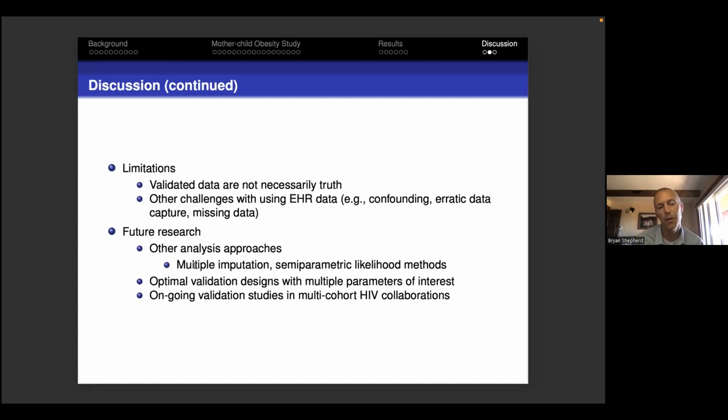There's definitely a lot of room for future research, which we're excited about. There are other analysis approaches. It would have been fun to see what we would have gotten had we done a multiple imputation estimator or applied some of our semi-parametric likelihood methods to this.